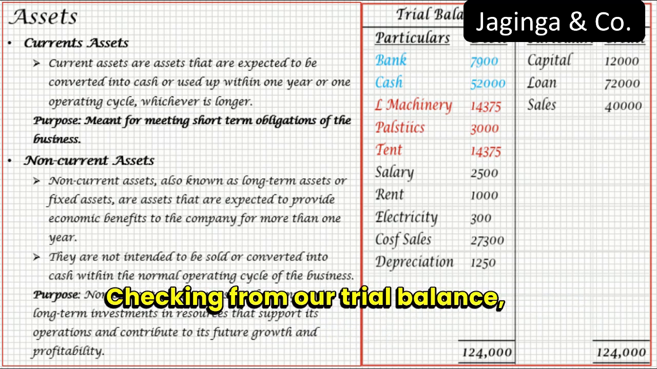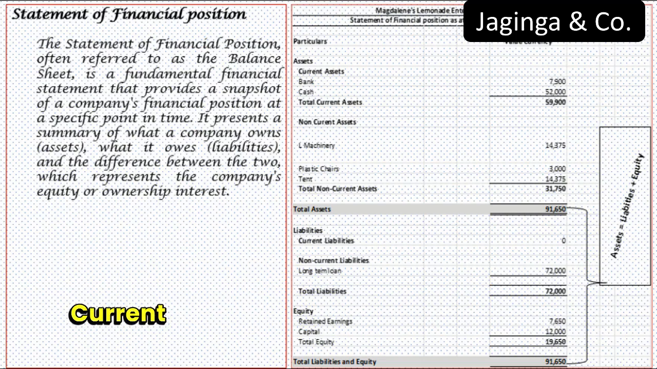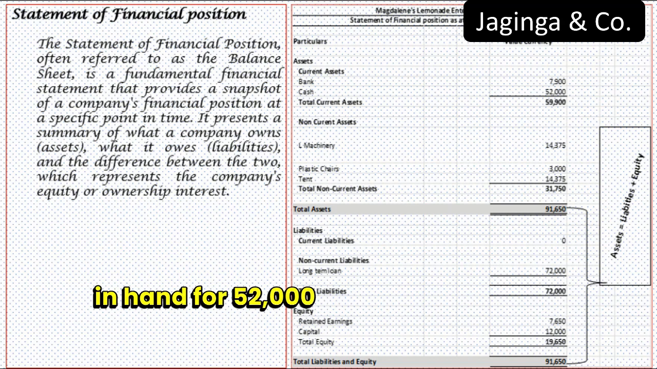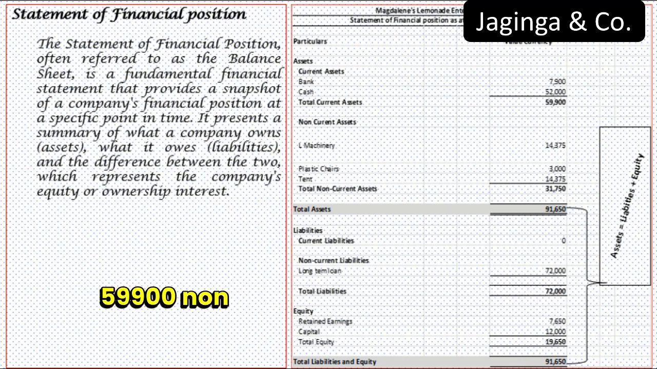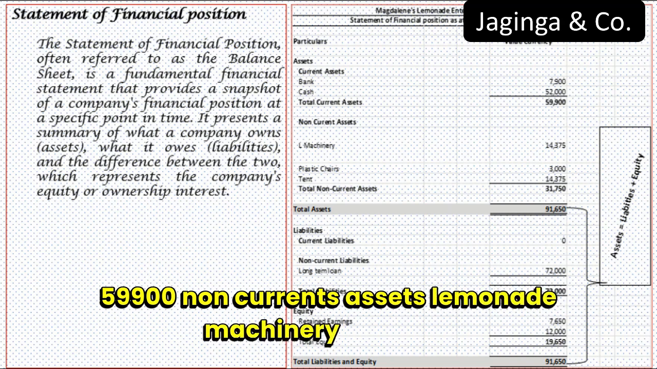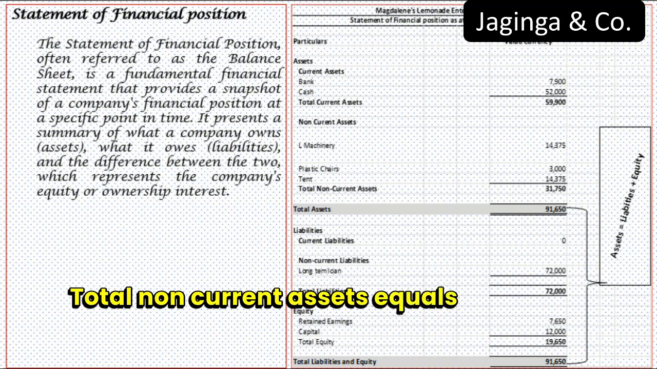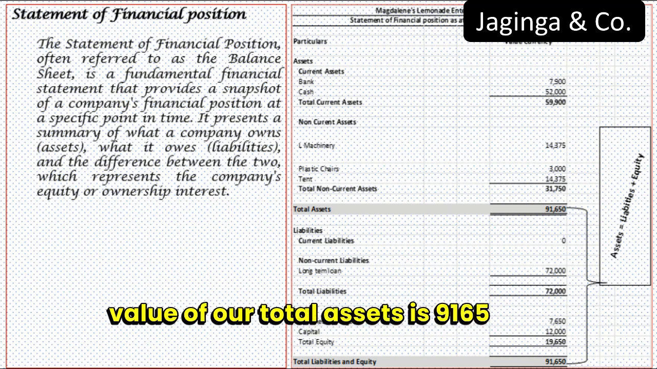Checking from our trial balance, the current assets and non-current assets have these values. Current assets, cash at bank for $7,900, cash in hand for $52,000. Total current assets equals $59,900. Non-current assets, Lemonade machinery for $1,375, plastic chairs for $3,000, tent for $1,375. Total non-current assets equals $3,175. Then now, value of our total assets is $9,165.